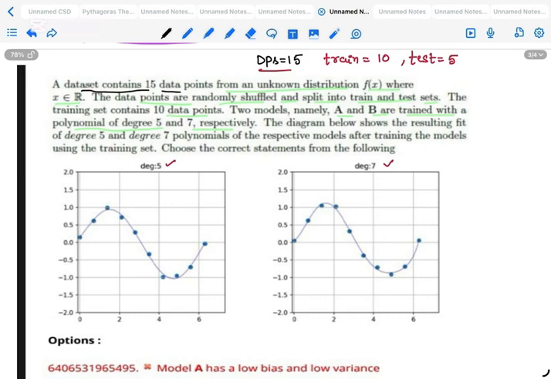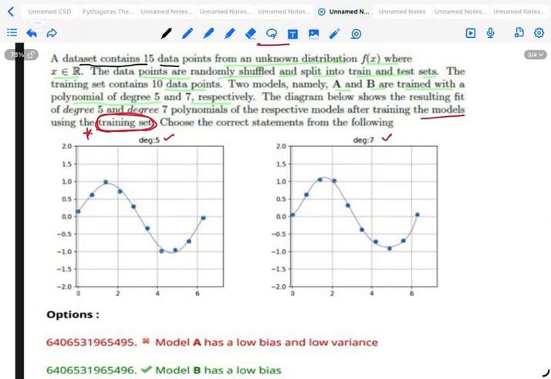The diagram below shows the resulting fit of degree 5 and degree 7 polynomials of the respective models after training the models using the training set. So very important, the training set is very important. This is model A and this is model B. These are trained only on the training data set, not on the test data set. This is a very important point. This question is related to bias and variance.